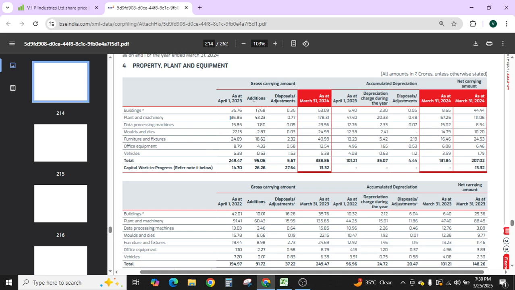Now the addition. This is a capex for the company, which we will discuss in the next video, but this is the addition. In the year FY24, what other things they have added: in buildings, they have added 17.68. In plant and machinery they are doing 43.23 cr. Data processing 7.80, mold and dies 2.87, furniture and fixture 18.62, office equipment 4.33, and vehicles 0.53.